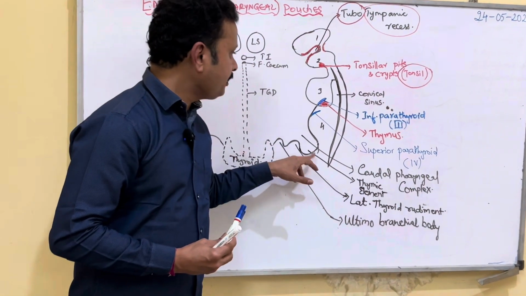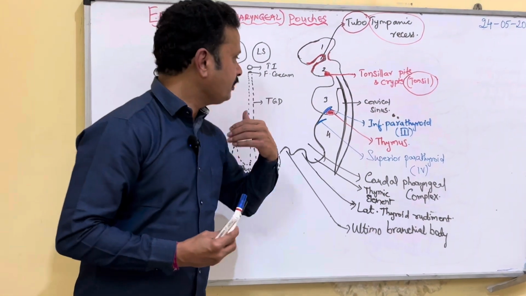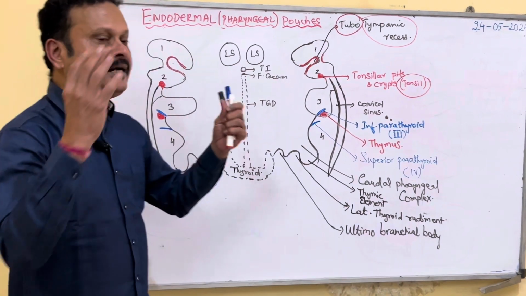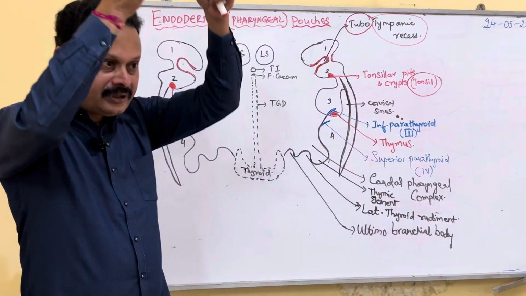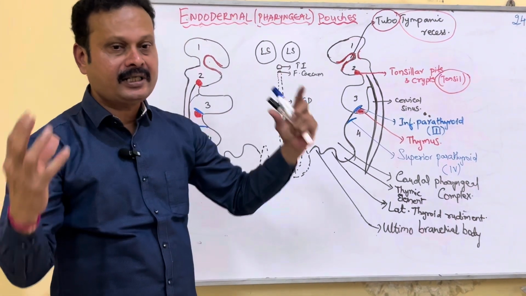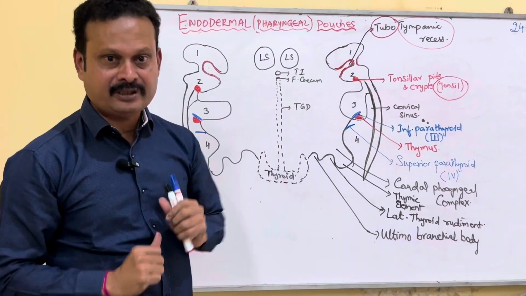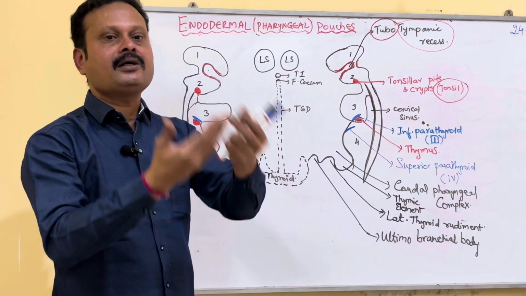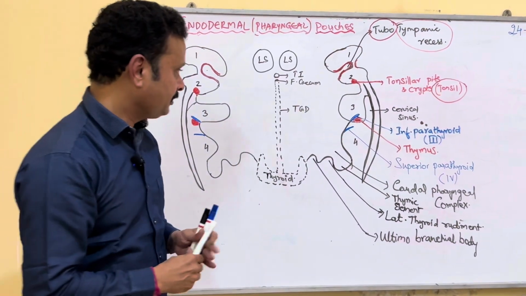This thymic element of the ventral aspect of the fourth pouch adds some components to the descending thymus. Once the thymus is descending, when it comes to that region, it adds some components to the outer aspect of the thymus and contributes to the development of the thymus.